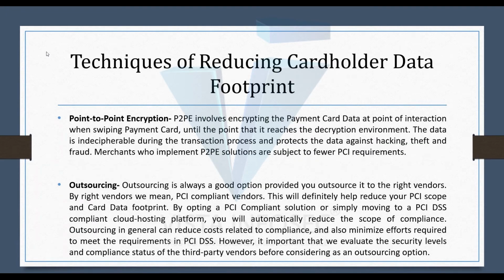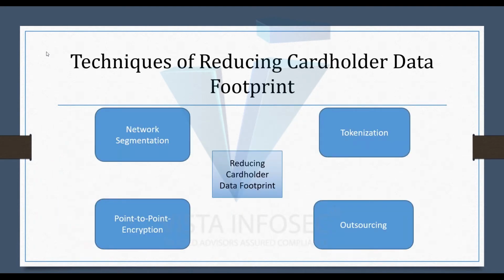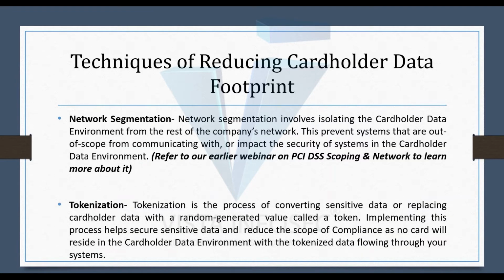Network segmentation, P2PE, tokenization, and finally outsourcing. Network segmentation, as you've seen earlier, involves isolating the cardholder environment from the rest of the company's network. This is how you work in a professional, very army background, army attire. People are standing there, and the firewalls are there as the sentry between the two segments, controlling what data can flow between what, and ensuring absolutely no data flows between the non-card data environment and the card data environment.